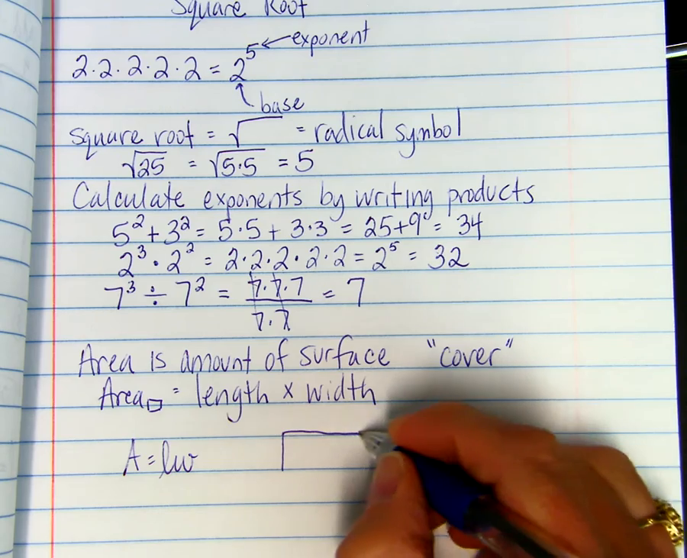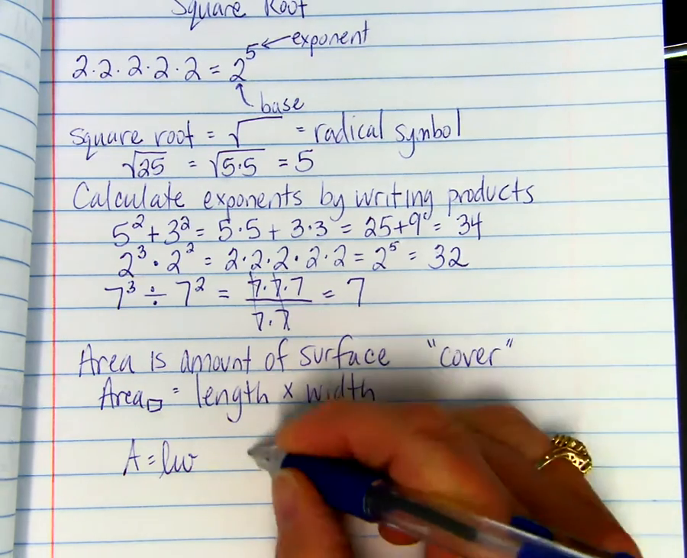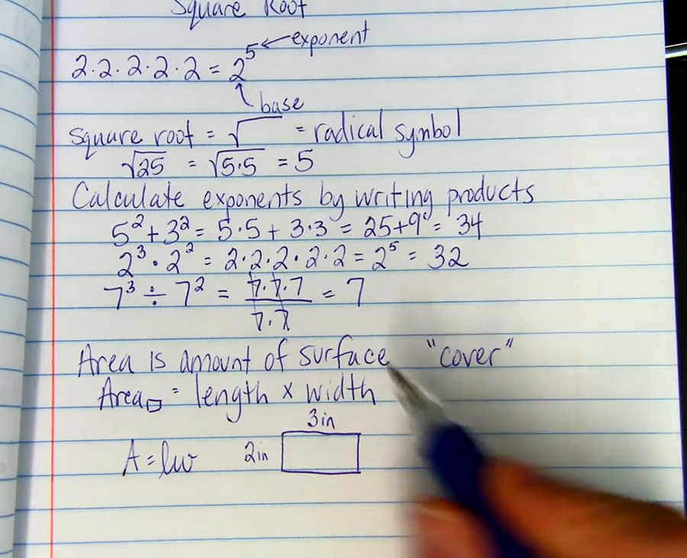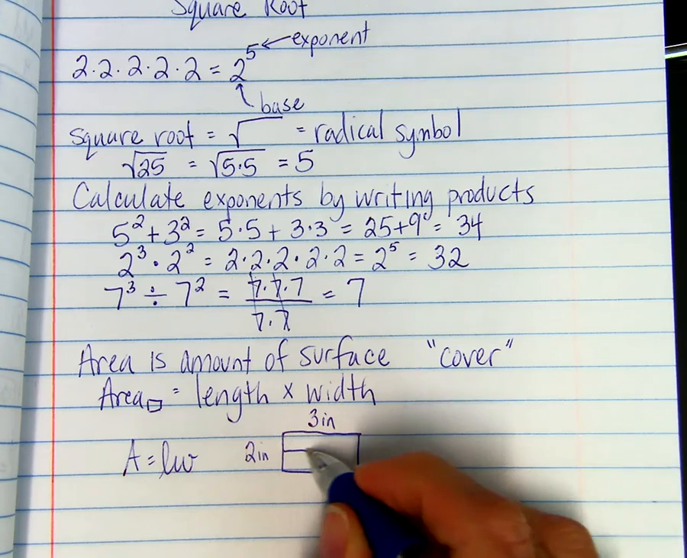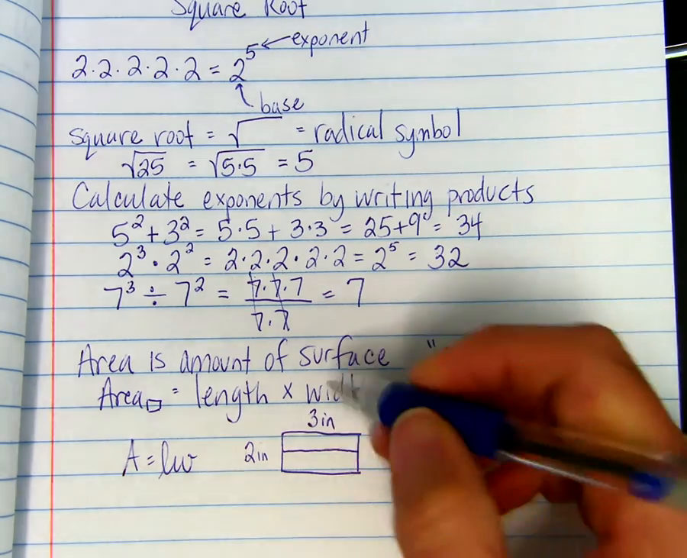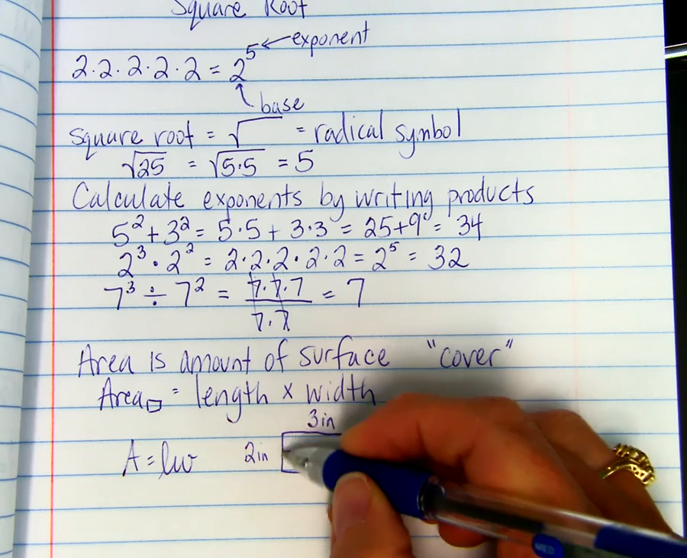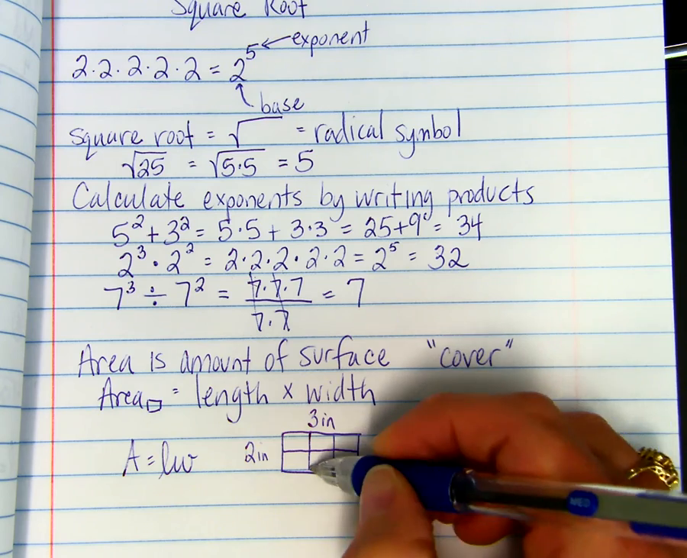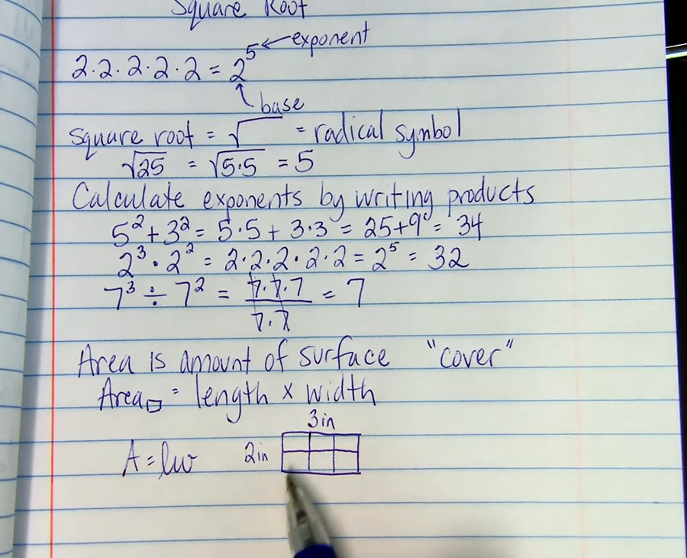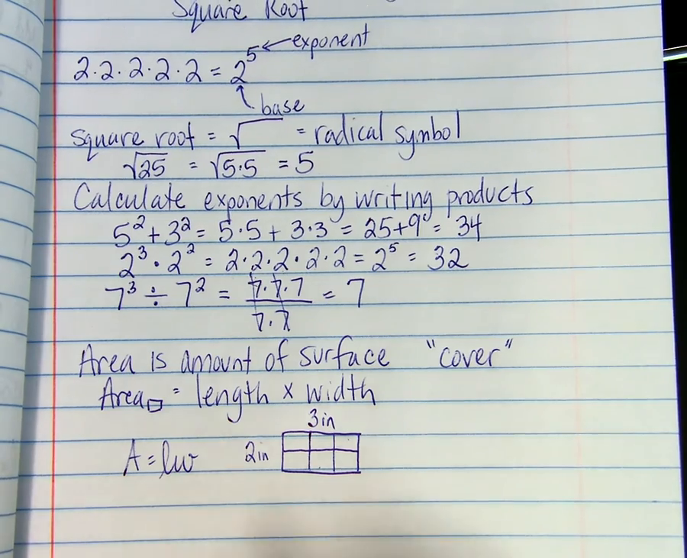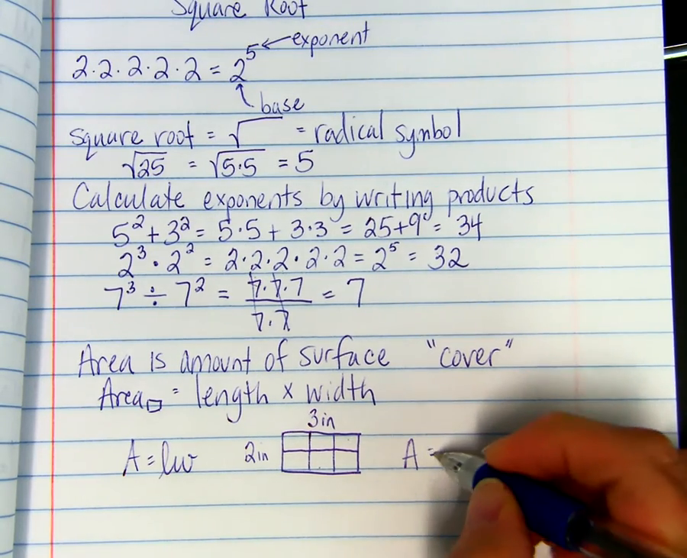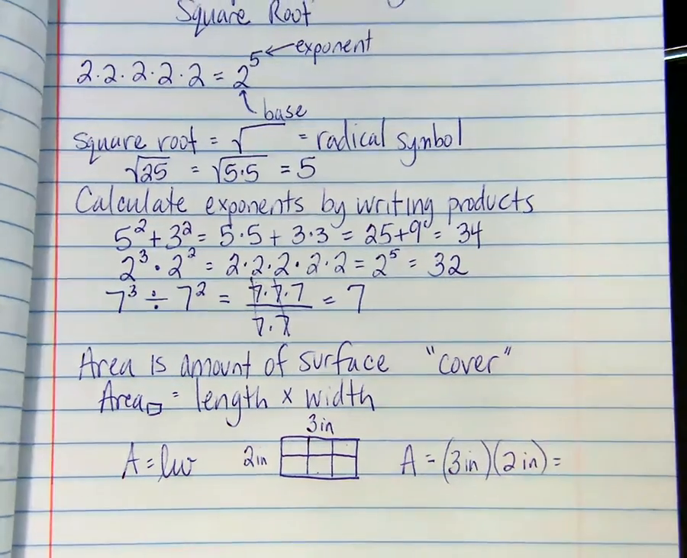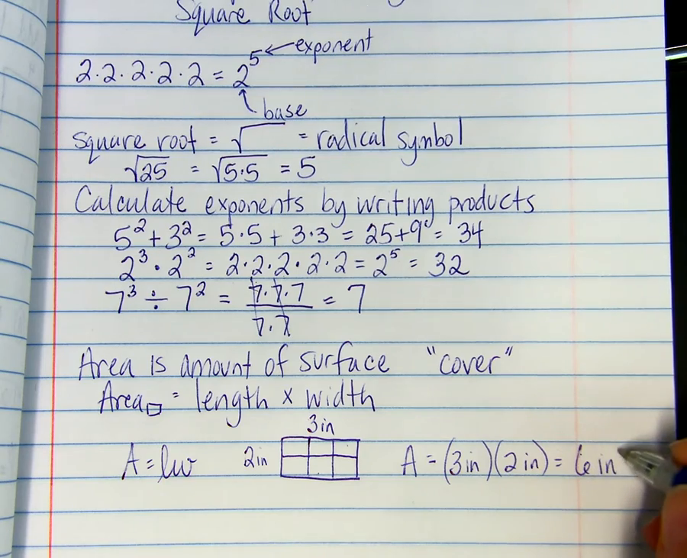So if we had a rectangle that was 2 inches by 3 inches, that just means that the height is 2 and the width is 3. So when we're finding the areas, we're basically just trying to figure out how many squares would cover this. So the area is 3 inches times 2 inches, which is 6 inches squared.